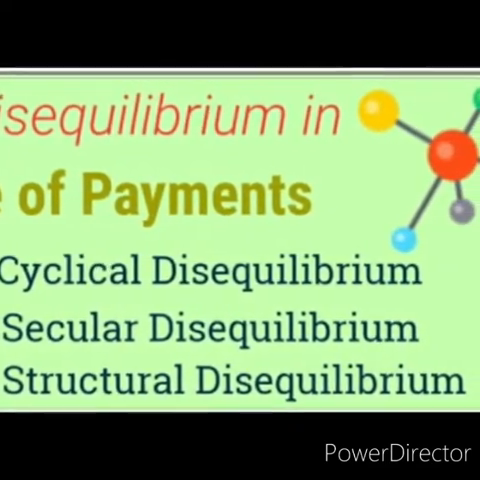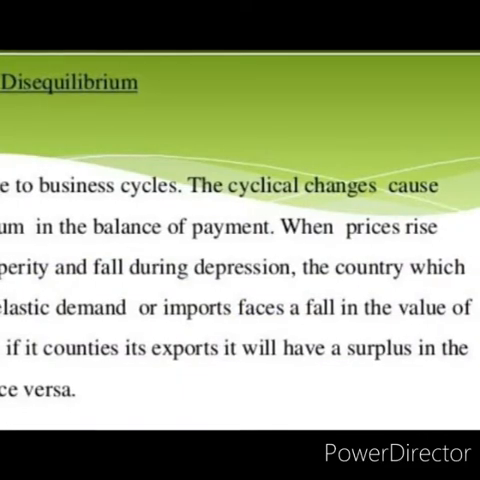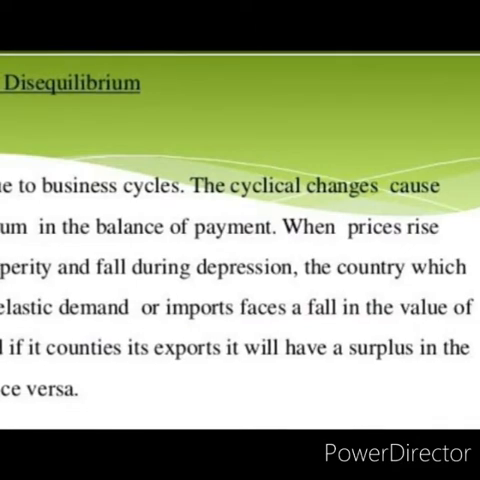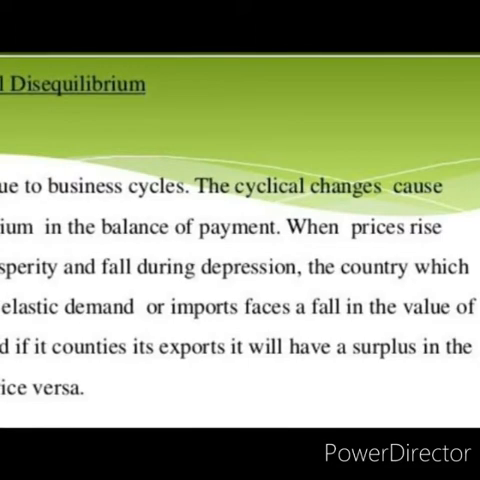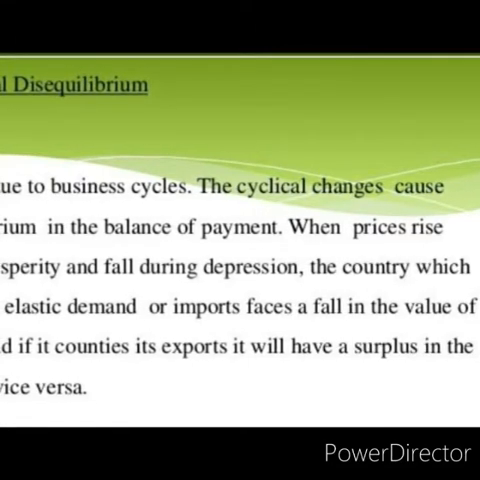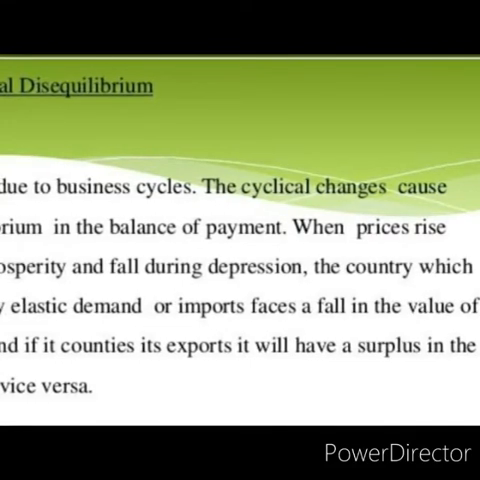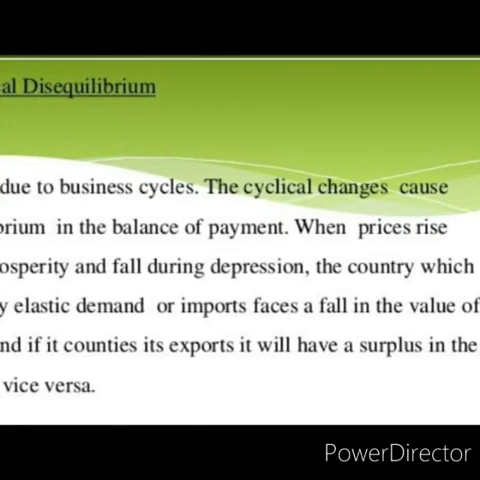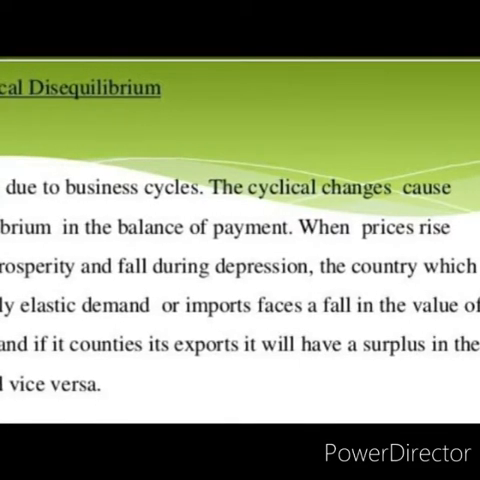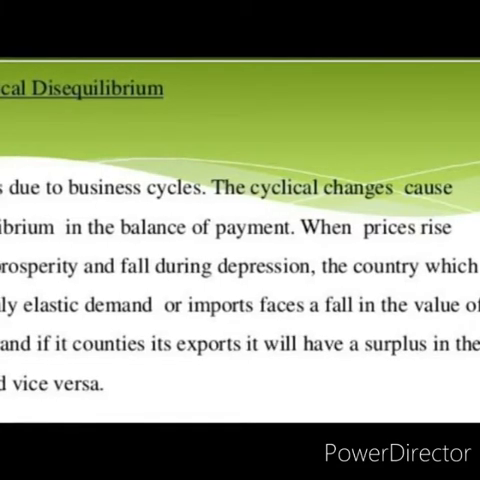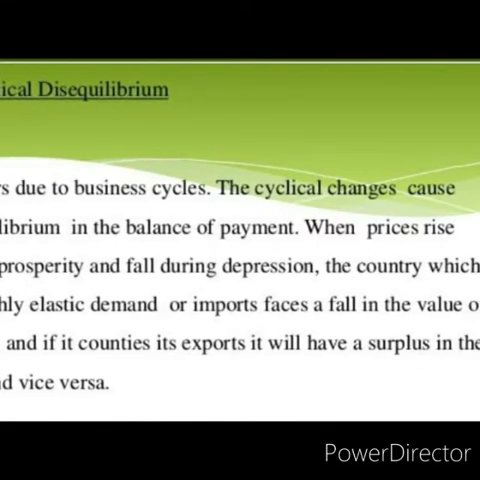First we will enter into the cyclical disequilibrium. Cyclical disequilibrium occurs because of two reasons. First, two countries may be passing through different phases of the business cycle. They may be traveling in different phases of business. Secondly, the elasticity of demand may differ between countries. That means bilateral trade alone we are taking here, not multilateral trade. Bilateral trade, as I already told, is the trade between two countries, isn't it?